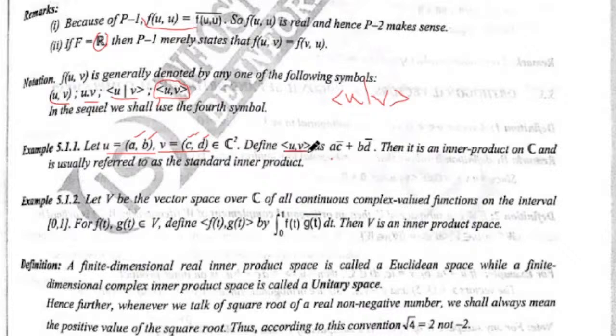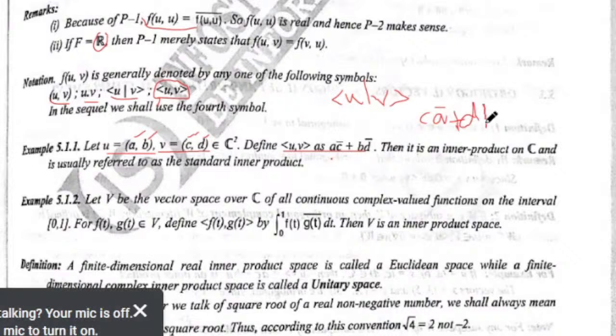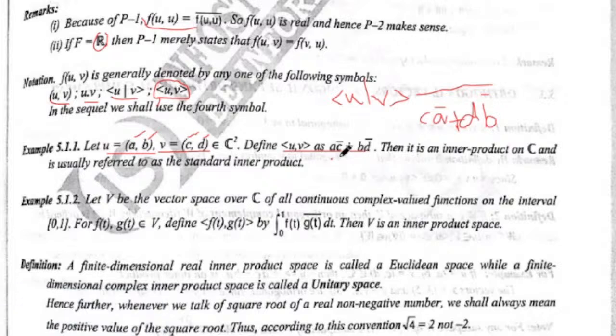So if u comma v is defined as this, then we can say that it is an inner product on C. Let us see if it satisfies these three axioms. For f of u comma v is ac bar plus bd bar. F of v comma u is ca bar plus db bar. By taking the whole conjugate of f of v comma u, we get nothing but f of u comma v, that is ac bar plus bd bar. So the first property is satisfied.